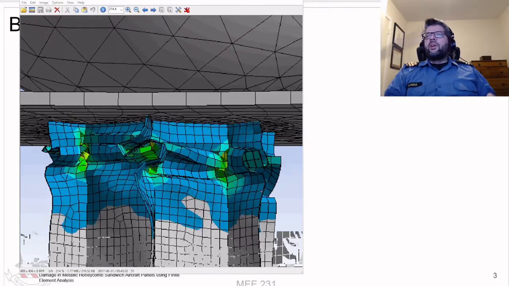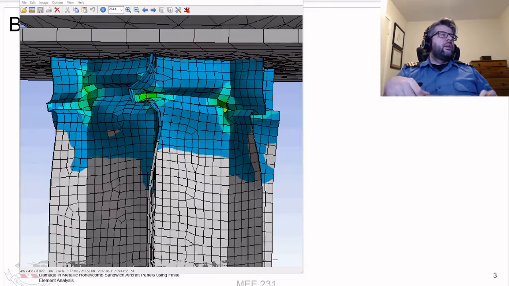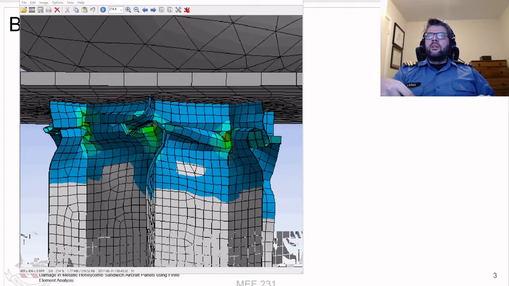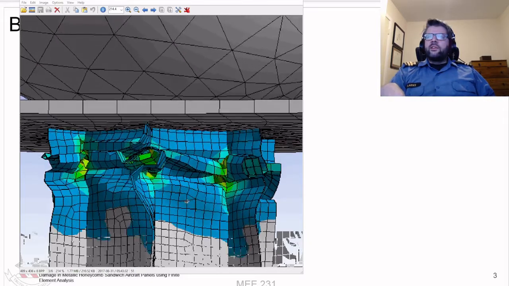So here's an example of localized buckling that's leading to failure. This is an example.